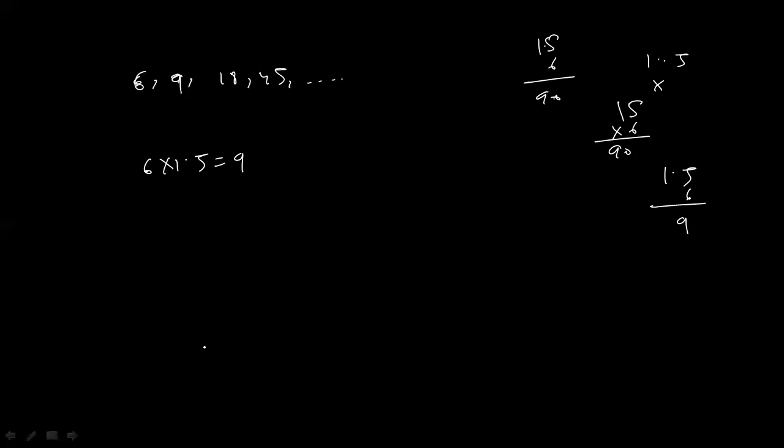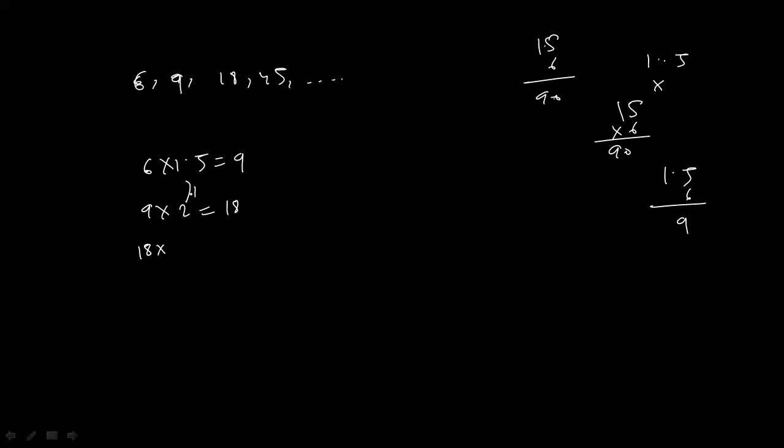Yes. Then after 9, 18. So by which number do you have to multiply 9 to get 18? 2. So 9 into 2 is 18. Now see the order: 1.5, then 2.